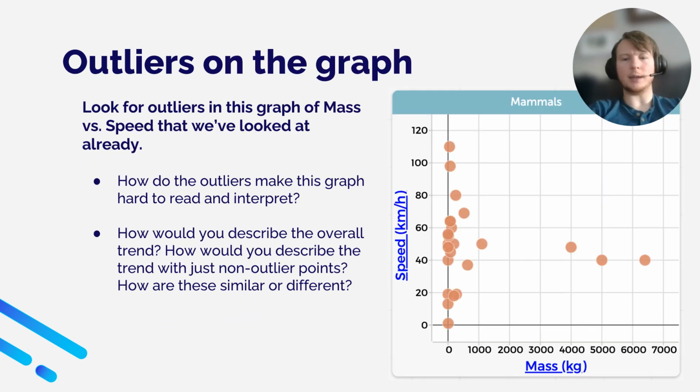So we want to take students back to this graph and look for outliers. Students will probably notice that the mammals with a mass of about 4,000, 5,000, and 6,500 kilograms are major outliers. We also want them to think about what the pattern would look like without these outlier points, and whether that would be similar or different to what they see with the outlier points.